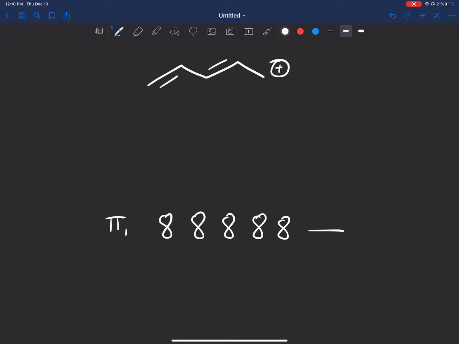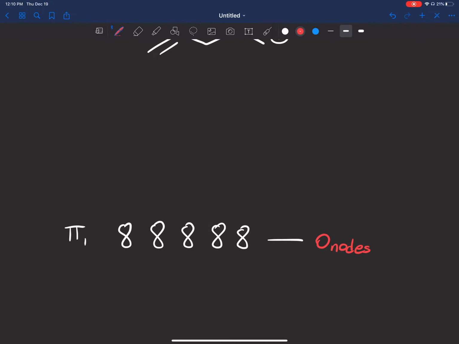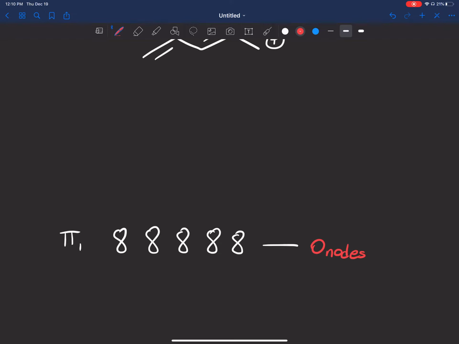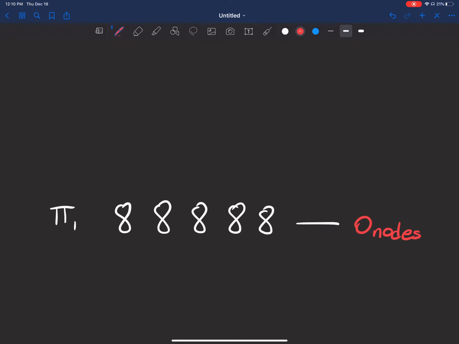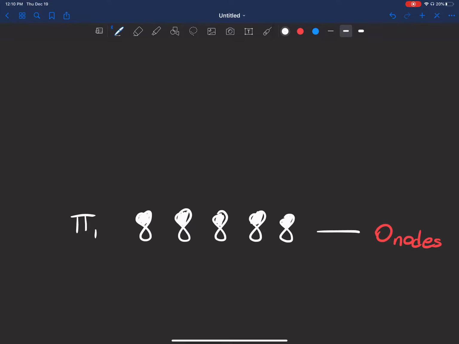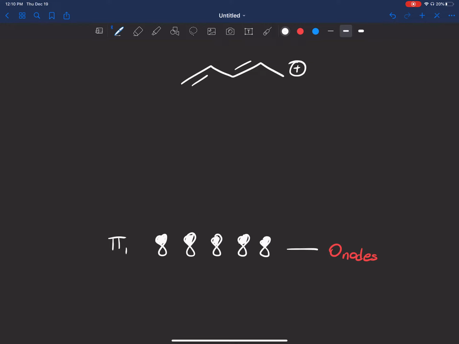Remember, the trick is always to draw the lowest energy one first, the one with 0 nodes. I'm going to have to move this down because we're going to need some room. Okay, so 0 nodes. And remember, if we have 0 nodes, everything is overlapping. So fill it all in across the board. Okay, and so that's the easiest one to draw.